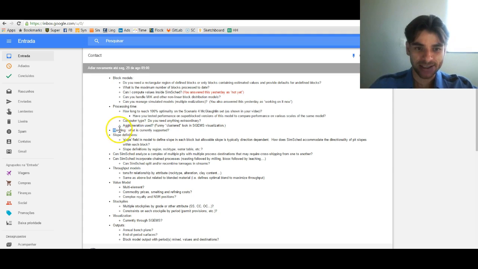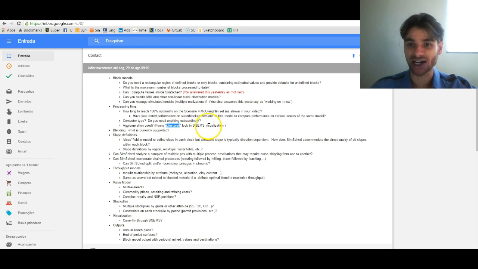Okay. Next, blending. Is it currently supported? Not yet, but we have started working on it, and soon we are going to release a version of the PD optimizer with blending. And we are going to offer this for free, the PD optimization.